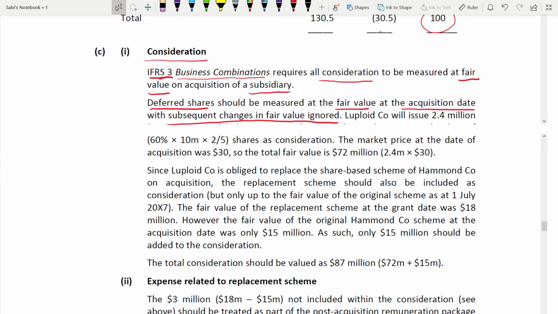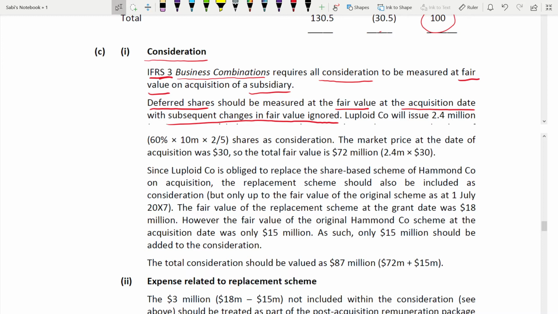So now you have to see how many shares they are going to issue as a consideration. You have to calculate that because consideration is not only in cash. Consideration could be in terms of deferred shares. It could be share for share. There are so many ways of giving consideration. Please go to IFRS 3 and see what are the ways of giving consideration. So you have to calculate. This is not cash, that's why you have to calculate the shares issued.